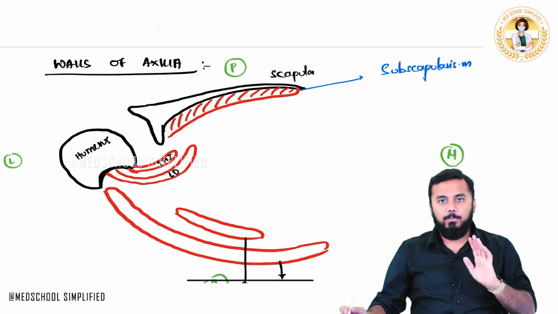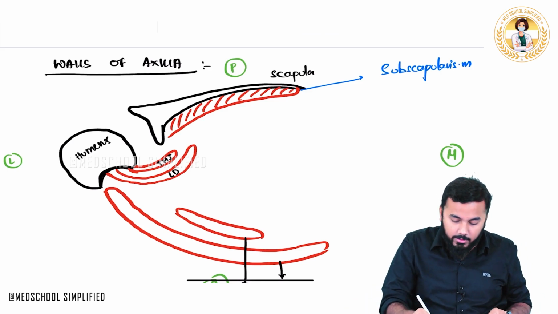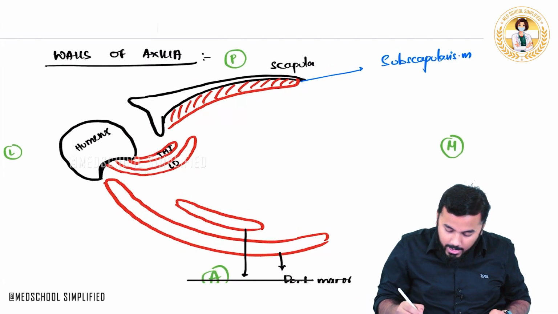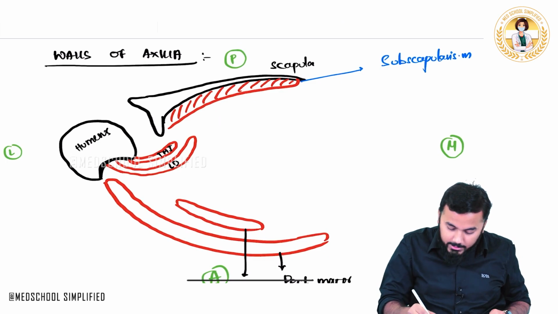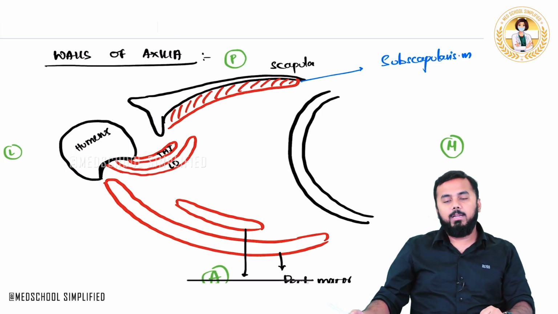Okay, so we are done with the posterior side also. And what about the medial side? On the medial side, I have got ribs, right? So I will draw a rib here. This is a rib on the medial side.